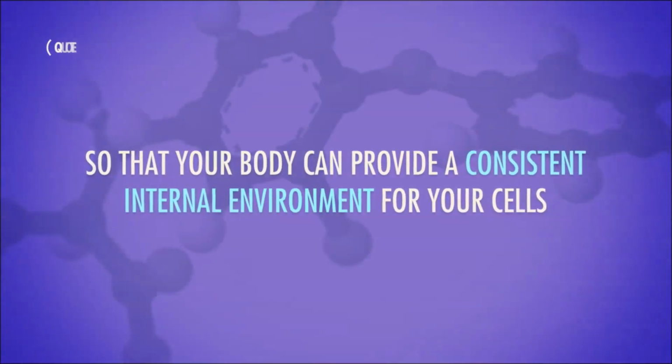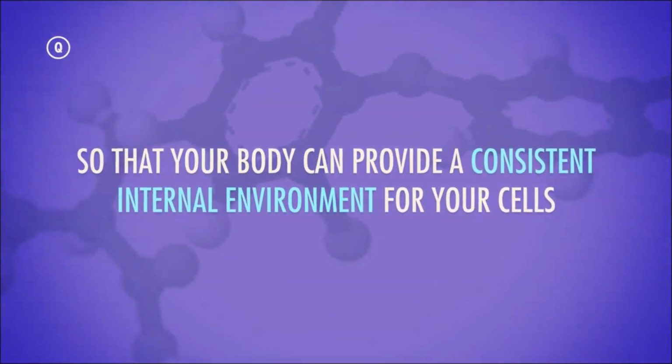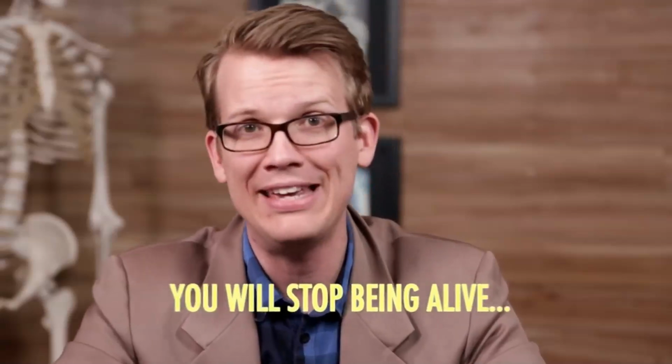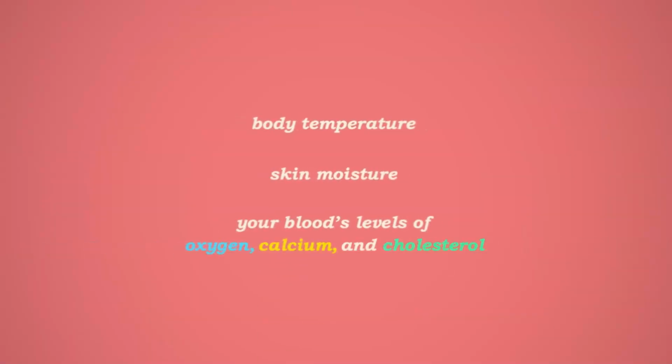These hormones, and many others, help maintain your chemical homeostasis, the balance and concentrations of substances like calcium, sodium, even water within very narrow ranges so that your body can provide a consistent internal environment for your cells. Your cells and the proteins in them need that stable environment to function, so if your body loses its homeostasis too dramatically, cellular function will stop, and as we say here on Crash Course Anatomy and Physiology, you will stop being alive. So your thyroid helps you avoid such a fate by secreting hormones that regulate many aspects of your body's homeostasis, like body temperature, skin moisture, and your blood's levels of oxygen, calcium, and cholesterol.